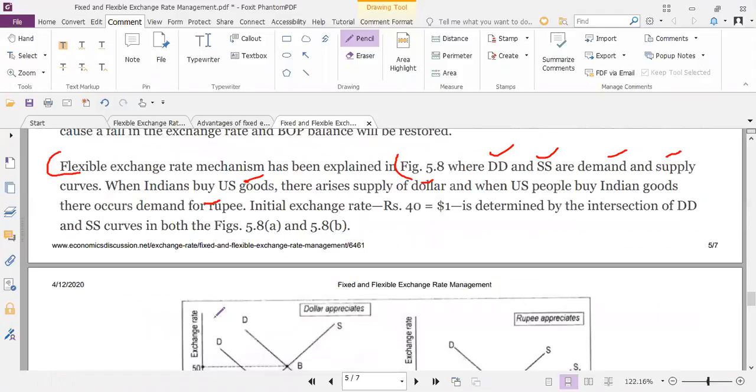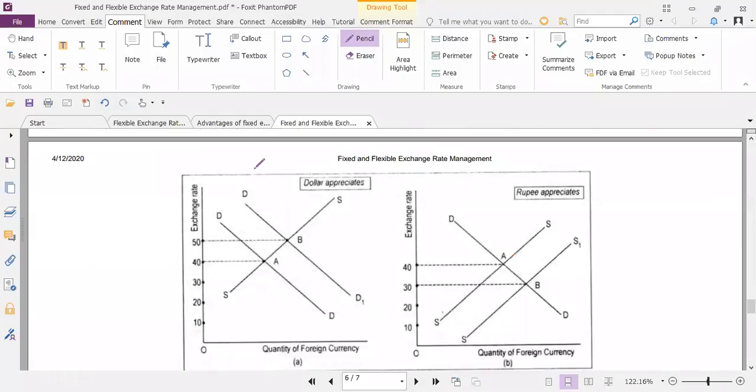Initial exchange rate is 40 rupees equal to $1. It is determined by the intersection of DD and SS curves in both the graphs. So I'll just show you this in the graph. So this is your DD or demand curve. SS is the supply curve. Then the initial exchange rate is here, 40 rupees equal to $1. This is your initial exchange rate system.